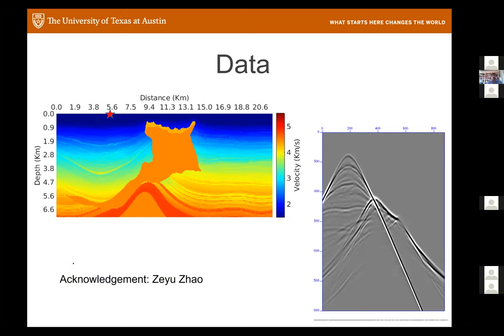So I like to start with data because that's what we have to deal with. This is a synthetic model, and most of you are familiar with this. This is a standard salt model from SEG. If I were to put a shot here and look at all the receivers along the surface, you can see a gather that looks like this.